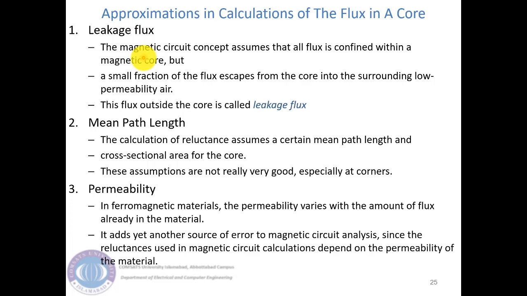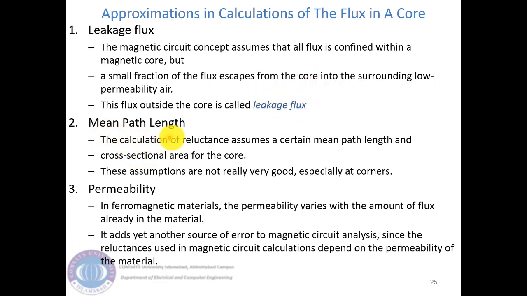So, the leakage flux: the magnetic circuit concept assumes that all the flux is confined within a magnetic core, but a small fraction of the flux escapes from the core into the surrounding low permeability air. This flux outside the core is called the leakage flux. So we sometimes ignore it, or we can include it if we need very accurate results, but for the time being we can ignore it.